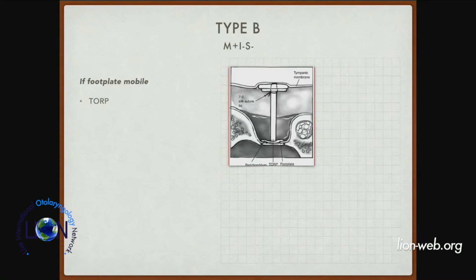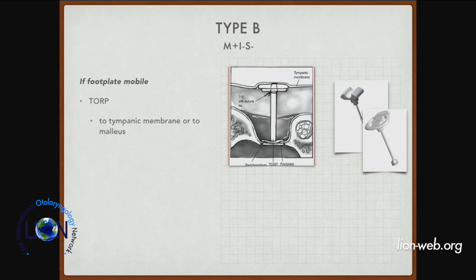So if the footplate is mobile, you can just use a TORP and protect the footplate with some perichondrium or connective tissue graft. You can connect it to the tympanic membrane, like it is done in this schematic here, or you can connect it to the malleus itself, and you have different prostheses on the market for that. You should usually cover it with cartilage, but again, it depends on what prosthesis you're using. If it's a hydroxyapatite, theoretically, you can get away without covering it, but I prefer to cover all my prostheses with cartilage. I just don't think there's a reason to take risks on those.